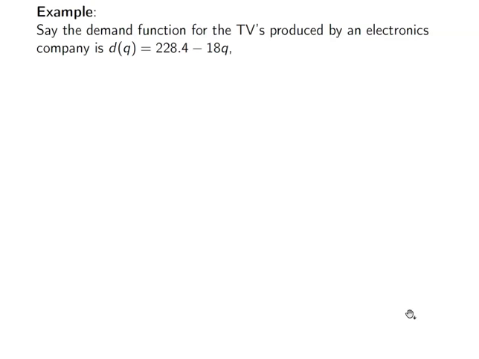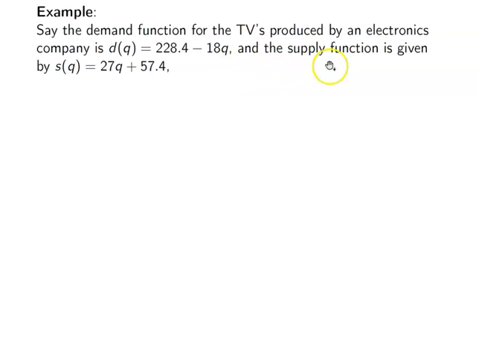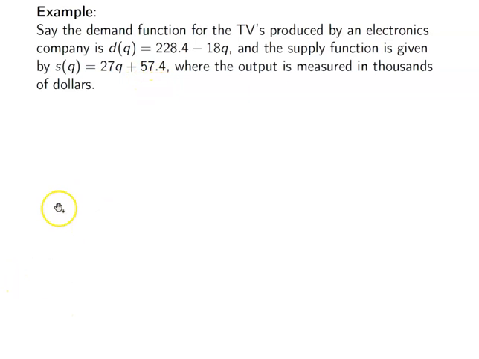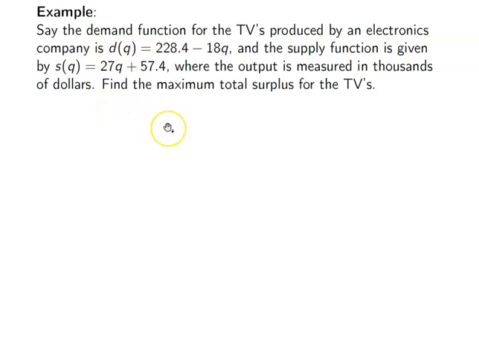So let's say that the demand function for a TV that's produced by an electronics company is given by this demand curve, a linear function, 228.4 minus 18Q, where Q is the quantity. And the supply function is given by S of Q, which is 27Q plus 57.4. Here the output is measured in thousands of dollars. So remember, we're plugging in quantities and we're getting out dollars, the price. Find the maximum total surplus for the TVs.